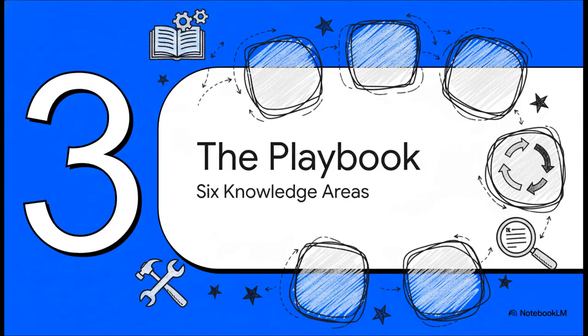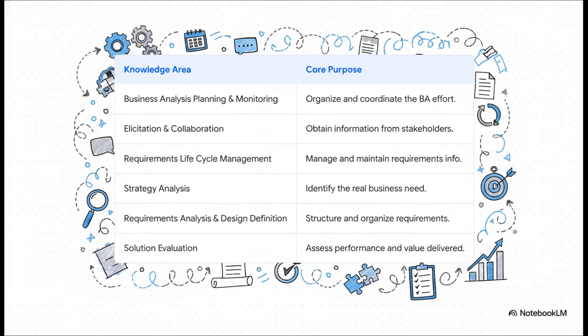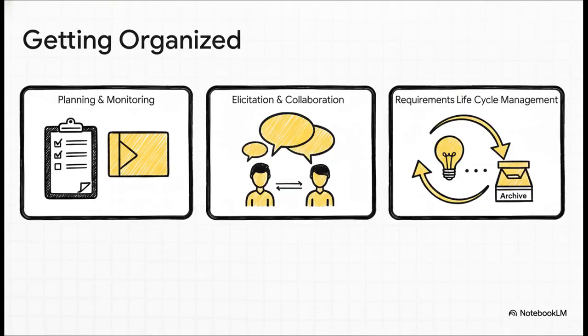So, if that was the what, this next part is the how. We're going to look at the 6 knowledge areas. You can think of these as the business analyst's playbook, or maybe their toolkit. This is the framework for all the tasks a BA actually does day to day. So here's a quick look at all 6. As you can see, they cover the whole spectrum, everything from planning out the work and collaborating with people to managing all the information you gather. Then you dive into the really core analysis, figuring out the strategy, designing the solution, and then, at the very end, checking to see if it all worked. Let's break that down just a little.